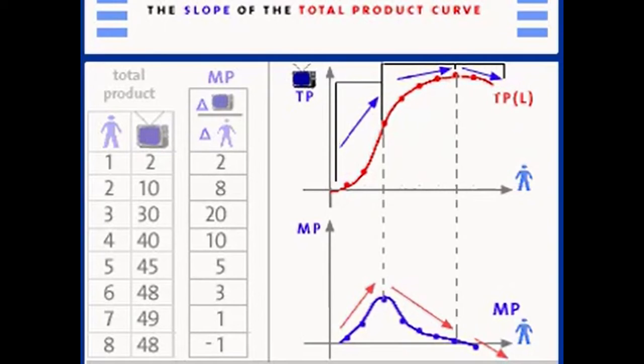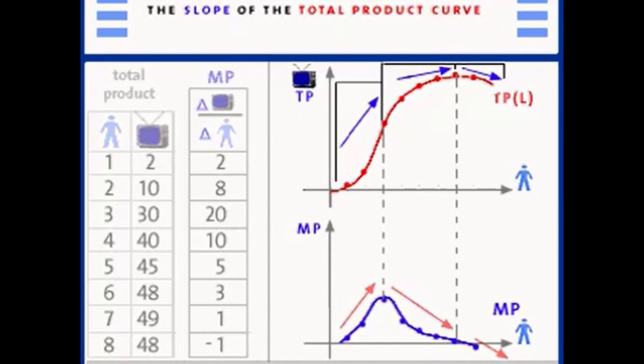I want to throw in 2 little points of information here that you might find useful. Sometimes we write total product with an L in parentheses afterwards to indicate that total product, that is the total output that you can produce in the short run, given your technology and given your amount of fixed inputs, is a function of labor. So we write this as a function of labor. I could also write marginal product as a function of labor. I could write MP of L, because the marginal product changes as I add additional workers to my factory.